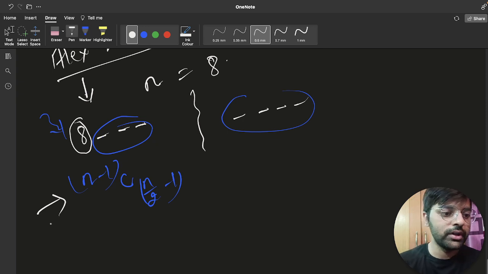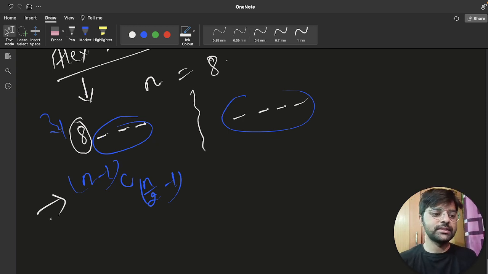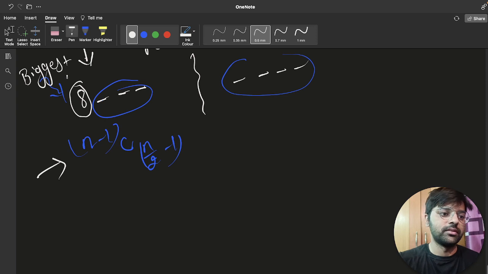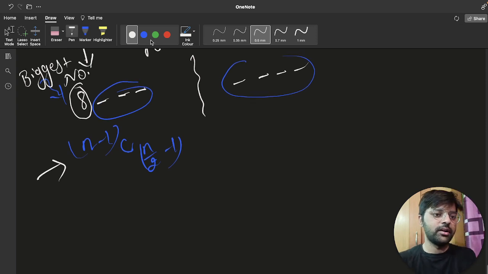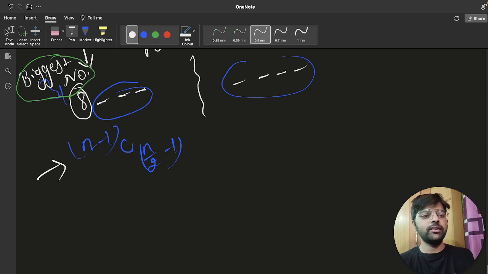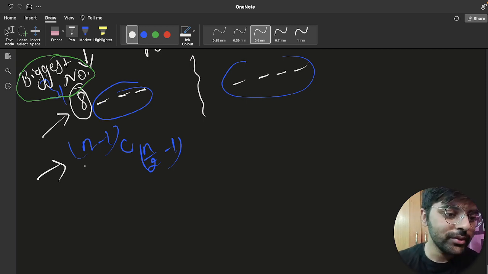But is this the only possible case? No, there will be multiple cases. So let's say that this is the biggest number Lx has. Lx got the biggest number. Consider this importantly, listen to this: I'm considering the biggest number of all the remaining. Like remaining here is 1, 2, 3, 4, 5, 6, 7, 8. So the biggest number Lx has got, right? 8. So this is for 8.